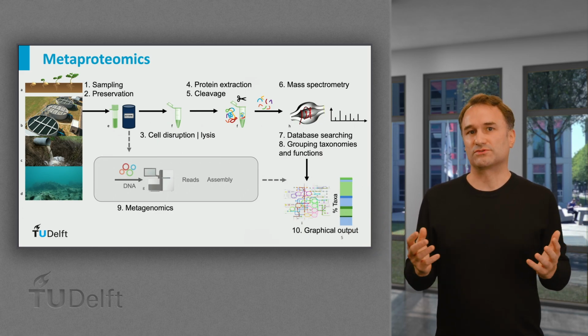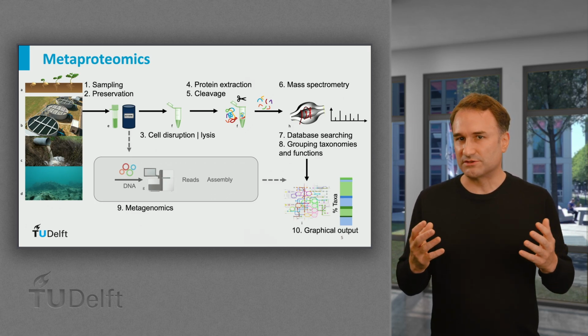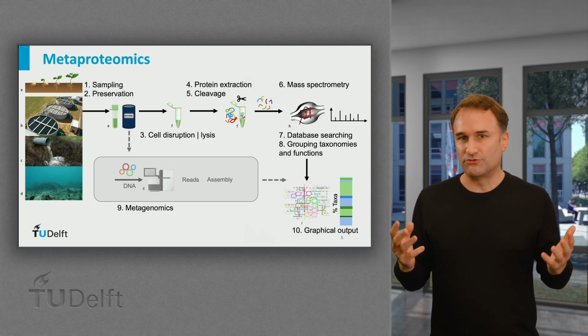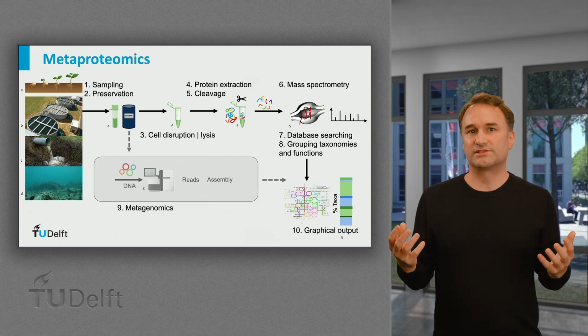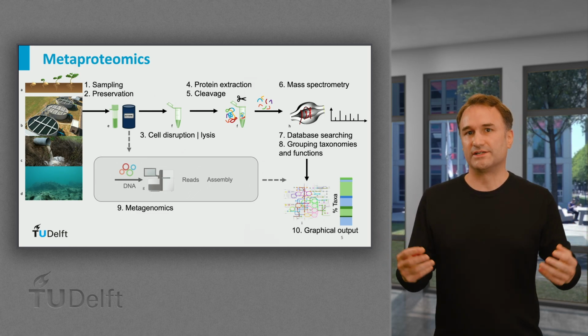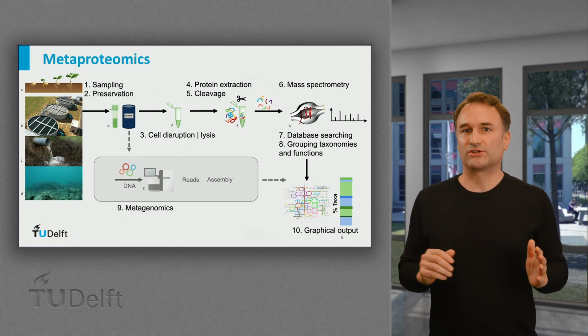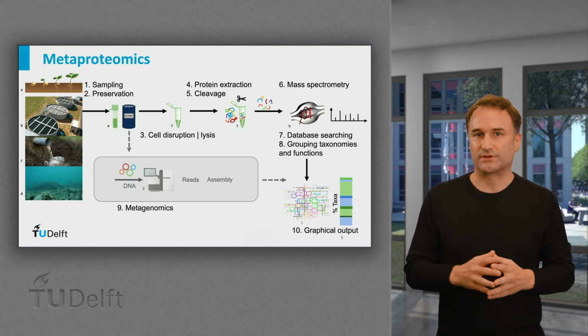How does metaproteomics work? After sampling the biomass, the microbial sample must be preserved until transferred to the lab for processing. Then the cells are lysed and the proteins are extracted. The proteins are then digested into peptides, which are then separated by chromatography and detected and sequenced by mass spectrometry.